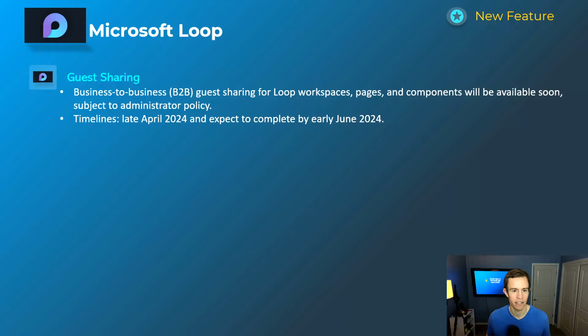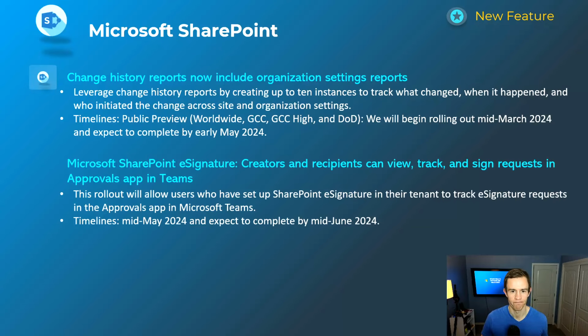The key call out here is that this is a new data vector that we have to be prepared with, but it does tie into our OneDrive and SharePoint sharing settings as well too in the admin center. So keep in mind whatever you have there will replicate into Loop as far as the anyone links or new or existing guest users, if you're familiar with that. So keep that in mind from a security perspective. This will happen late April and be complete by early June.